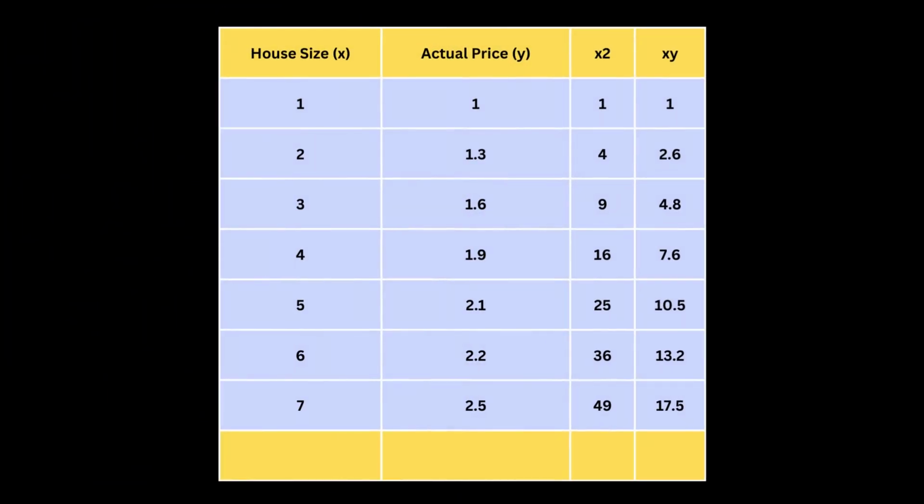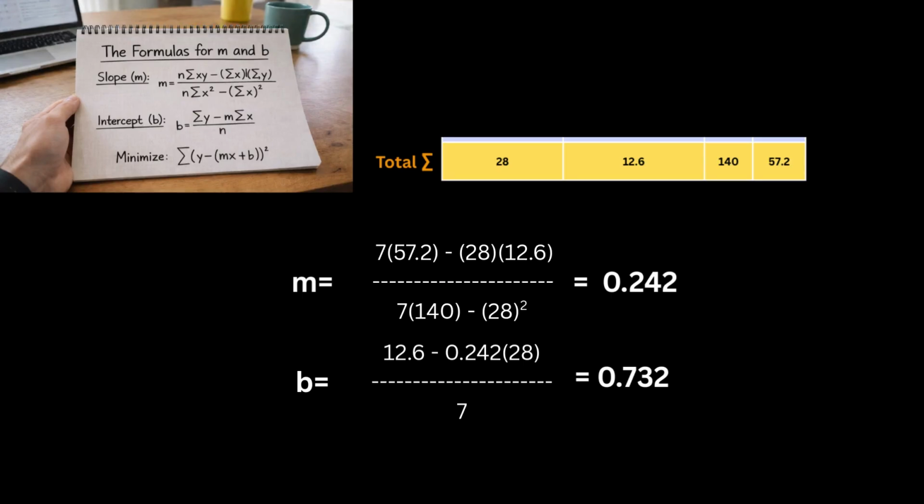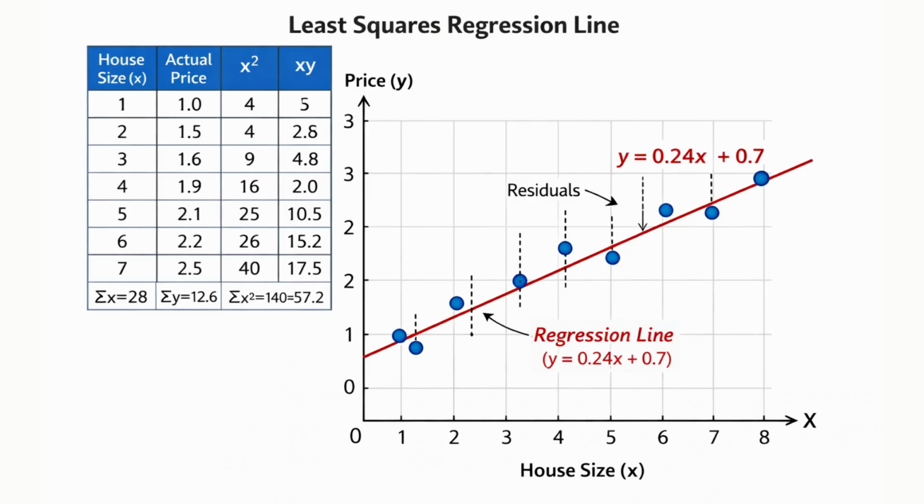Let's calculate everything step by step. First, compute sums. Now plug into slope formula. Compute numerator, denominator. Now calculate b. So our final equation is, and this line minimizes the total squared error.